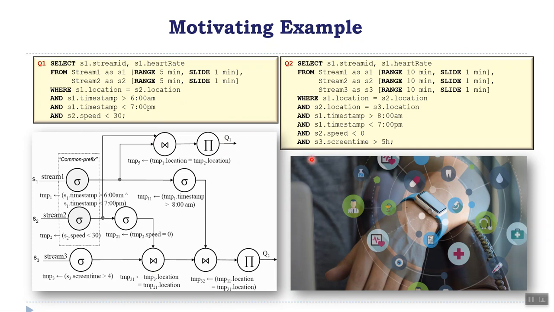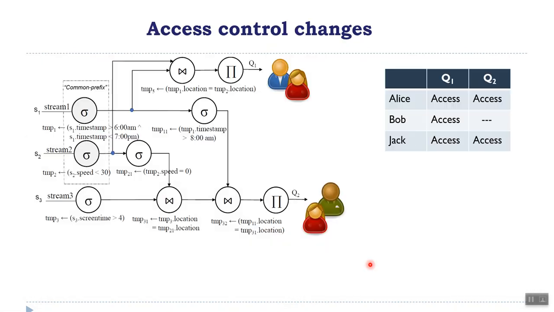But what happens is those queries are running over the same set of data streams, stream 1, stream 2, and stream 3. And if we analyze the queries, we see that they have some common sub-expressions. And accordingly, we were able to build this shared operator network to execute both queries simultaneously. Now let's take a look at a simple access control example.